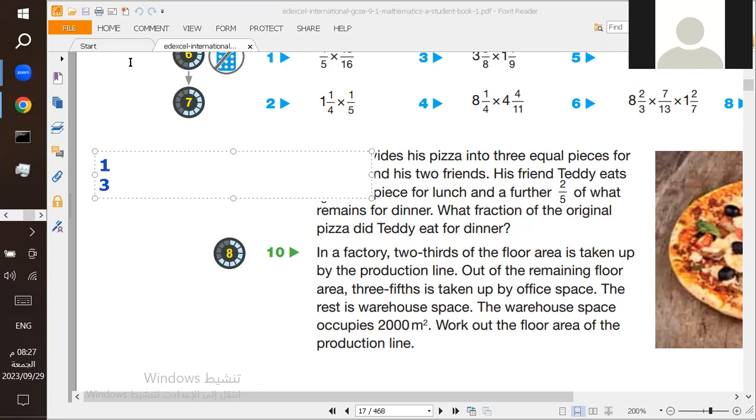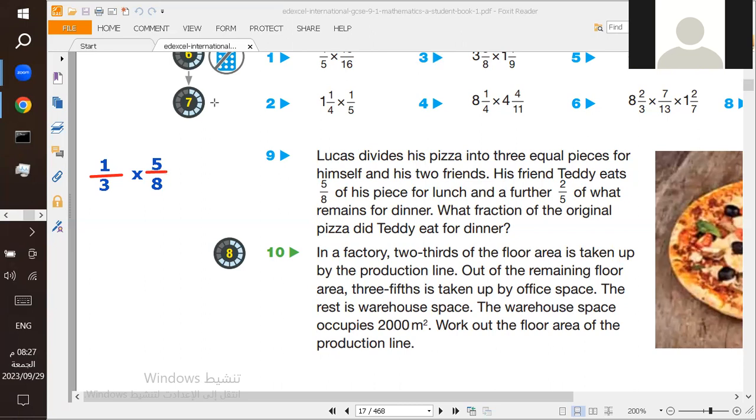And let's focus one by one. We're going to start with these steps. First, Lucas divided it into 3 equal pieces. That means 1 over 3. Himself and 2 of his friends. 1 over 3, 1 over 3, 1 over 3. It means that Teddy took 1 over 3. And then he ate 5 over 8. That means 5 over 8 of it, which means multiply. So it's going to be multiplied by 5 over 8, like this.